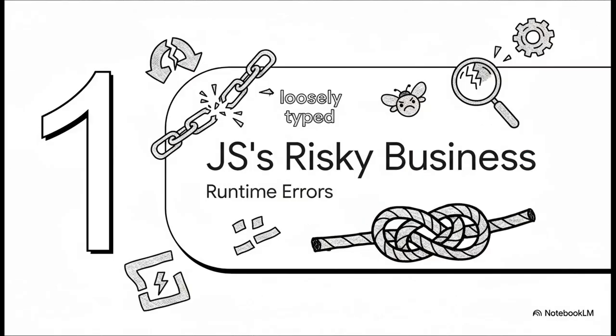So why does JavaScript even let that happen? Well, it's because it's what we call a loosely typed language. All that really means is you don't have to tell it what kind of data a variable is going to hold. And yeah, that sounds super flexible, but it means these little type-related bugs can just hide in your code, waiting to pop out when your program is actually running. And trust me, hunting those down is just painful.